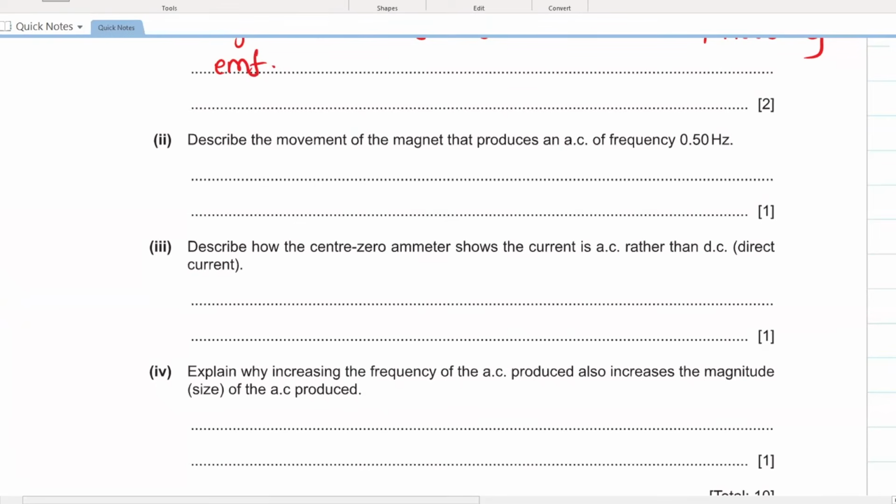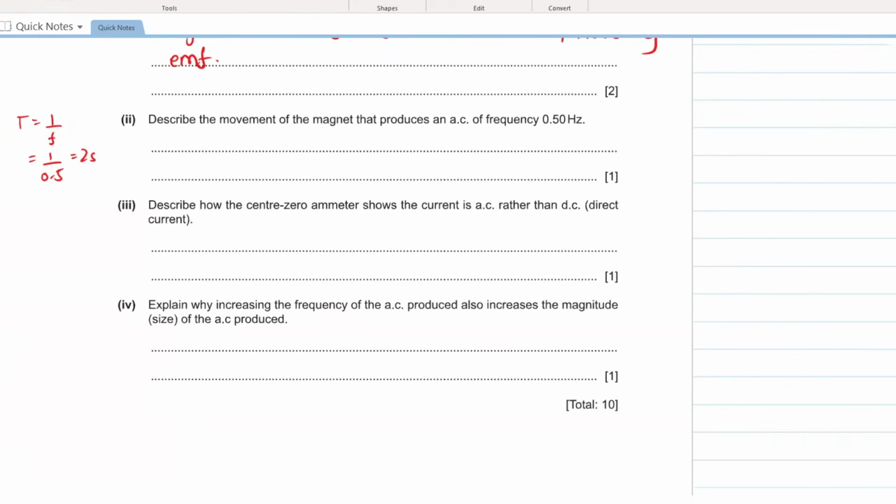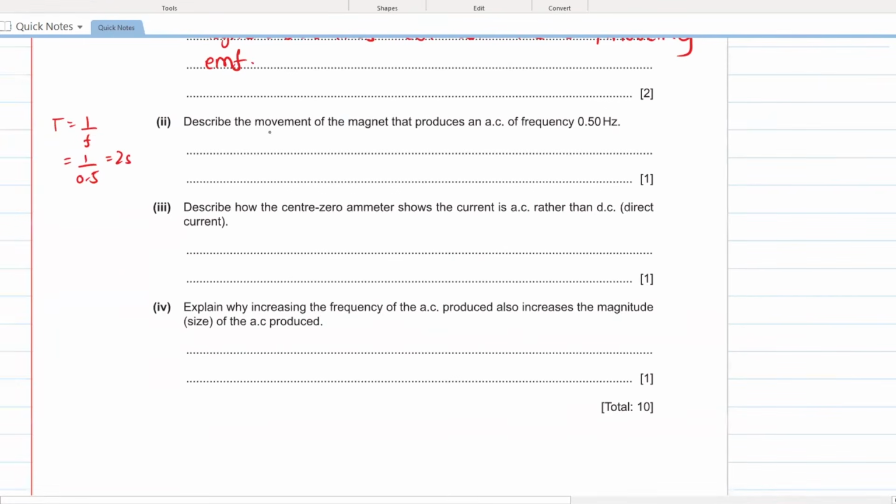What will be the movement of the magnet that produces a frequency of 0.5 hertz? A frequency of 0.5 hertz means what? Your time period will be what? 1 over f, that is 1 over 0.5. Time period is 2 seconds. A frequency of 0.5 hertz means a time period of 2 seconds. This means what?